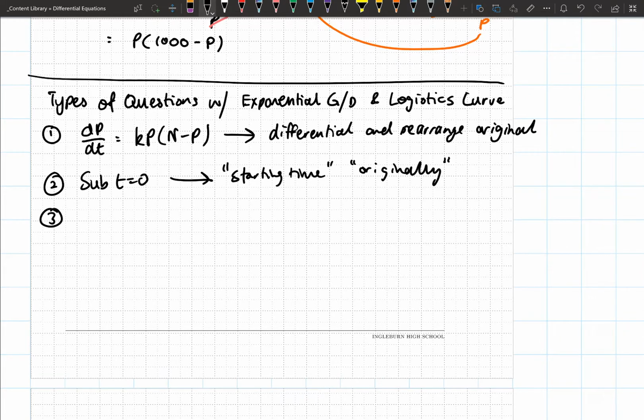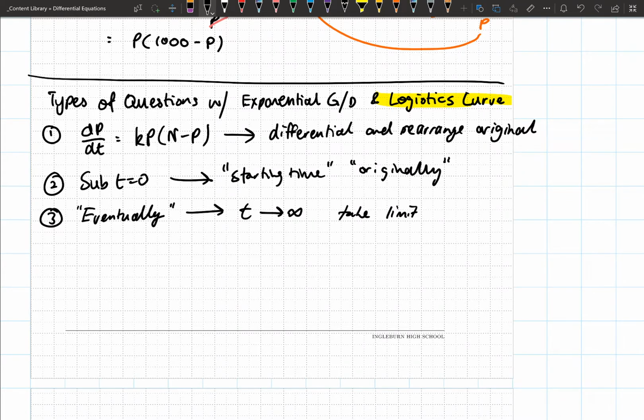The third one is particularly for the logistics curve kind of questions. If they ever say the word "eventually"... do you remember what we had to do if it ever says the word eventually? It had to do with time. t equals infinity, t goes to infinity, yeah. So we take the limit.